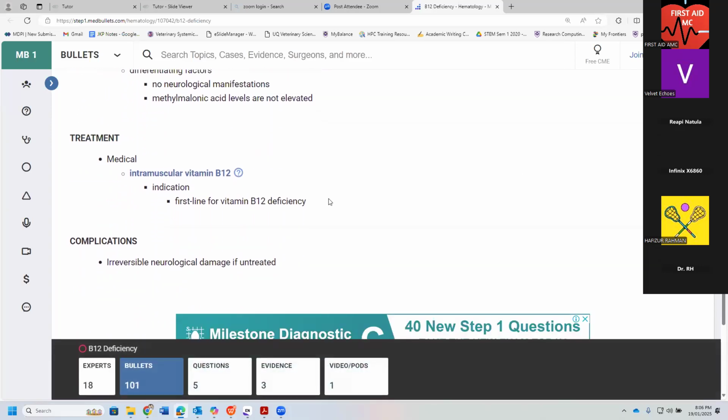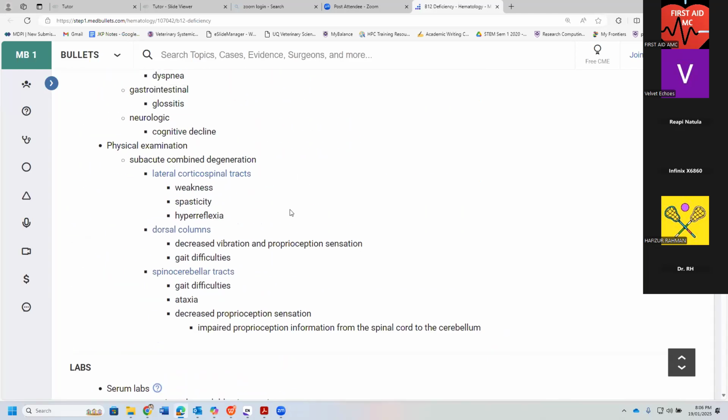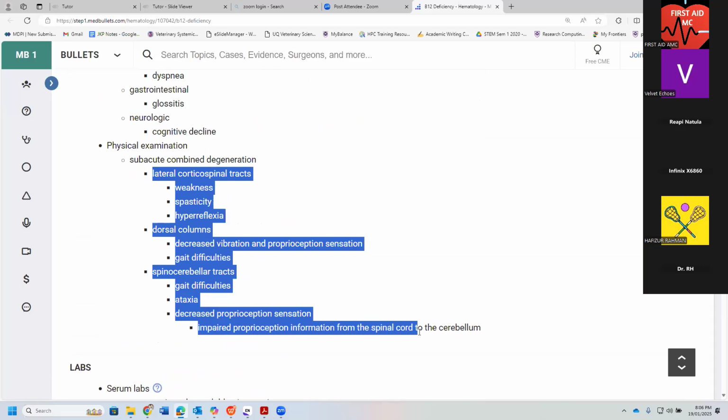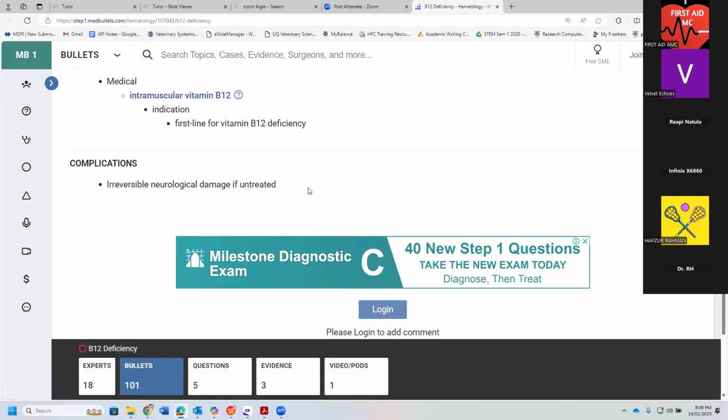Treatment is, in subacute degeneration, these three: lateral corticospinal, dorsal column, and spinocerebellar tracts. These three tracts are involved in subacute combined degeneration of the cord. Okay. So treatment is we have to give intramuscular vitamin B12 weekly, then 2 weekly, then monthly, then 3 monthly. And then you can switch from intramuscular to oral dose, but intramuscular is quite well absorbed in the body. Irreversible neurological damage if untreated.